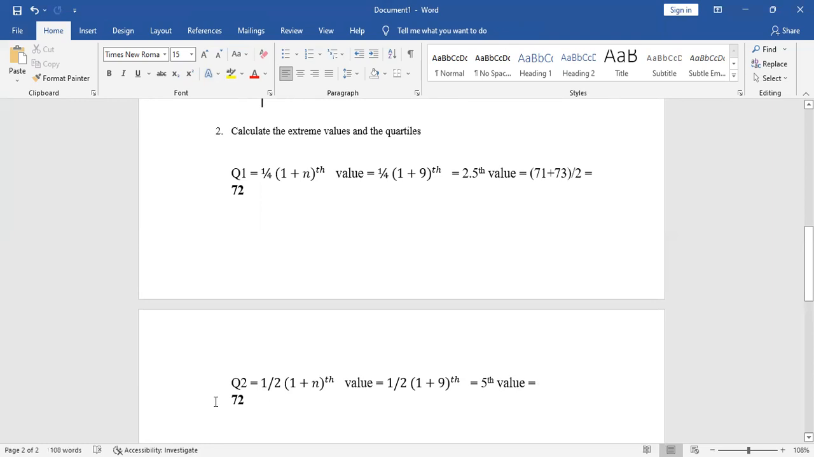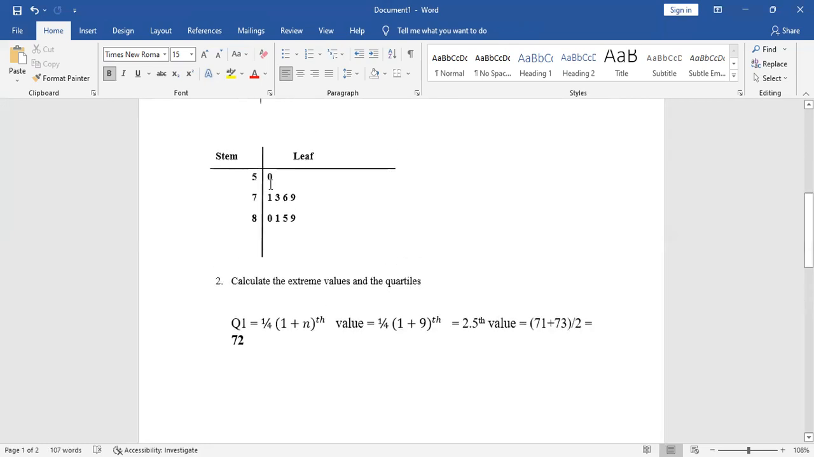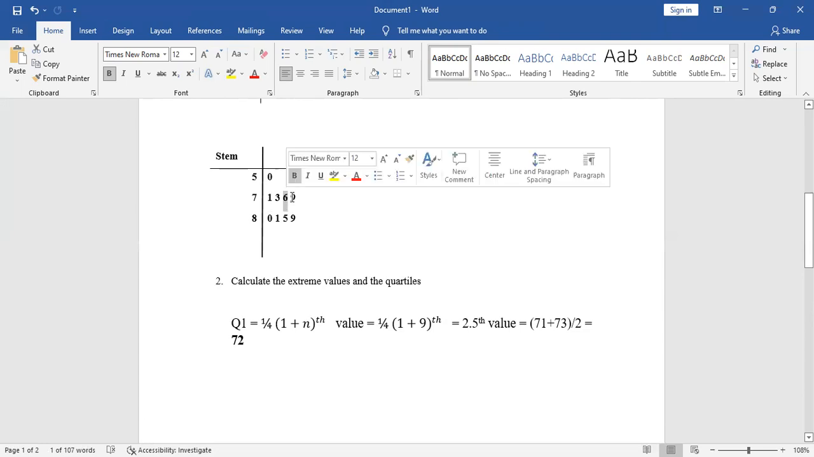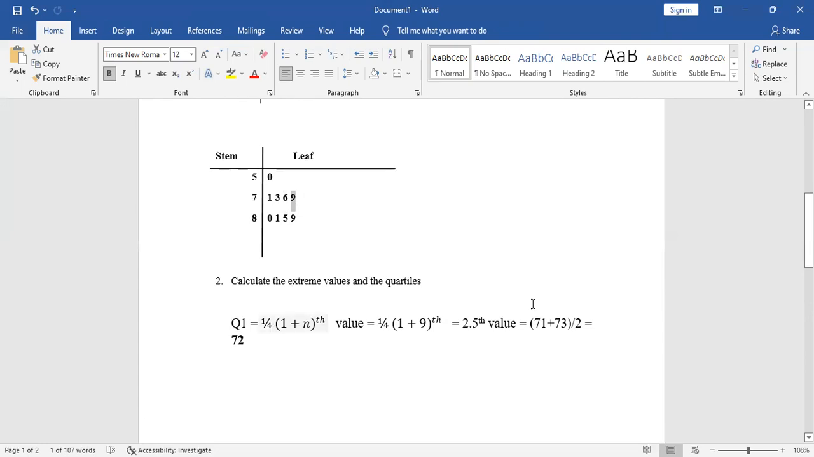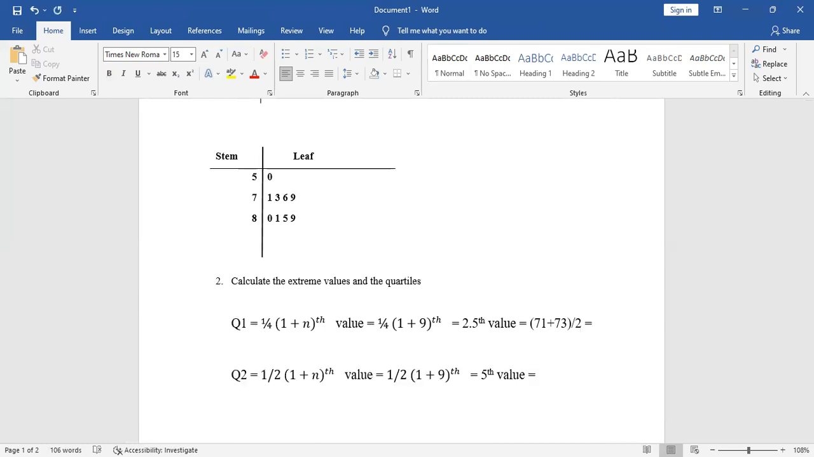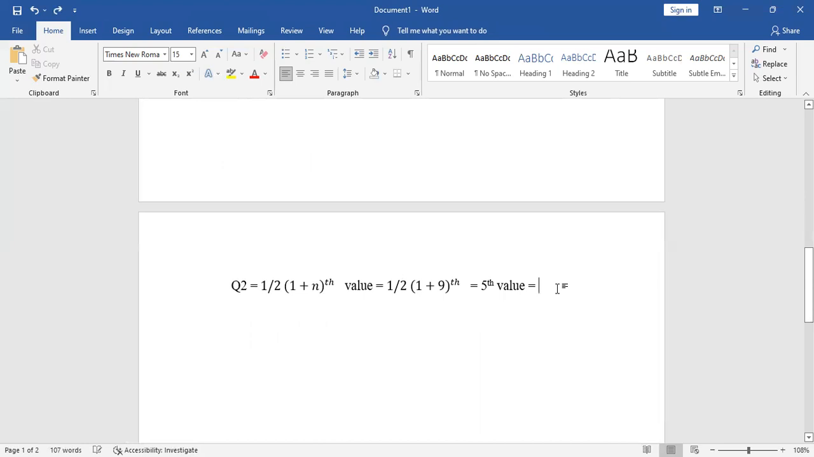So now I'll go to my data there on the stem and leaf and check the fifth value. The first value is 0. The second value is 1. The third value is 3. The fourth value is 6. The fifth value is 9. So this 9 represents 79. So my second quartile, or median, is 79. So I'll come there and say 79.